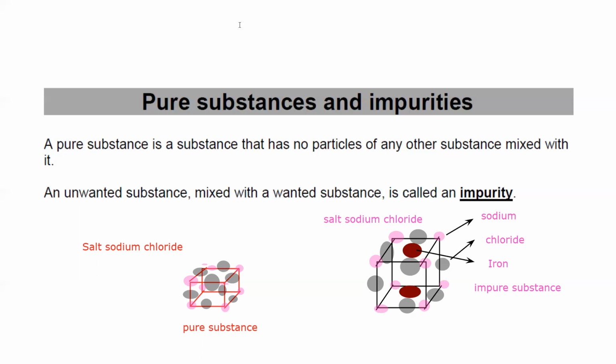And in this example, we have just only sodium ion and chloride ion. So when we have only one, like what is mentioned in the name, the same particles are present, we call that a pure substance. Is it clear? The difference between pure and impure substances?